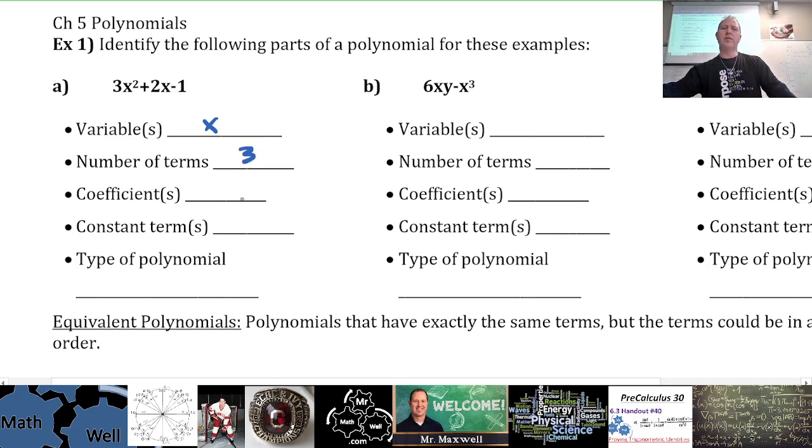What are the coefficient or coefficients here? Remember, those are the numbers that are multiplied by the variable parts of a term, yeah? 3 and 2. Very good. 3 right here and 2. So we'll just put 3 comma 2. Very, very good. Okay, this is a tricky one. This is a tricky one. What is the constant term or terms in this expression?